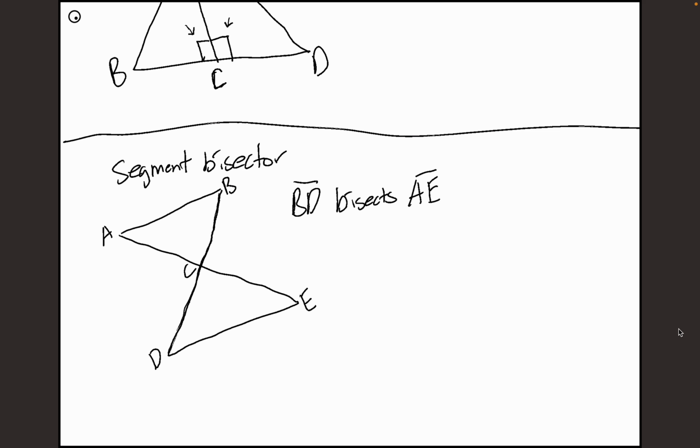When BD bisects AE, it splits AE in half. So if it splits into half, it gives us congruent segments. If it splits AE, this line right here, it's going to tell us that AC is congruent to CE, because it split AE into two. So, what if I said AE bisects BD?